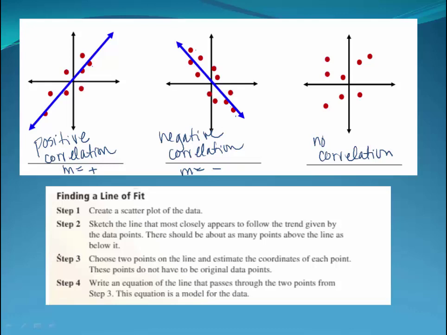Now here is where our last video comes in. Choose 2 points on your line. Not necessarily the points you plotted, just on the actual line itself. And we're just going to estimate the coordinates. We're going to try and come up with a logical number, as close to probably a whole number as we can. And then we are going to write our equation using our 2 points and our slope.